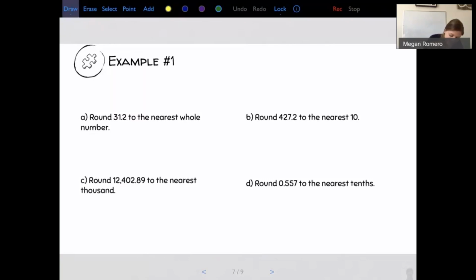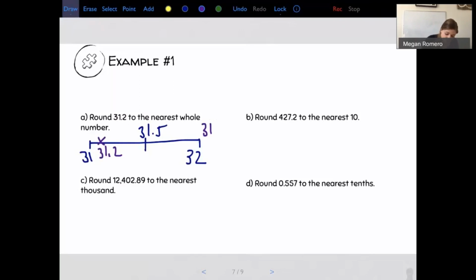One thing I like to do, whenever I can, is bring visuals in. If we're rounding to the nearest whole number, our options are 31 or 32. So the number can go lower or it can go up to the next. Let's say we have 31 and 32. This is 31.5. Our number that we're rounding is 31.2. Is this closer to 31 or 32? It's closer to 31.